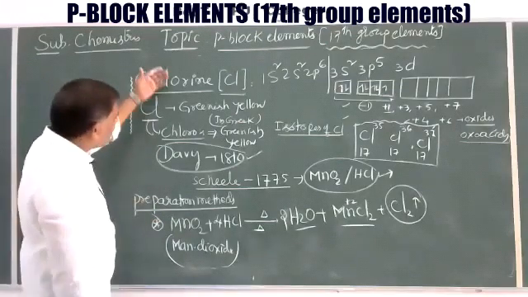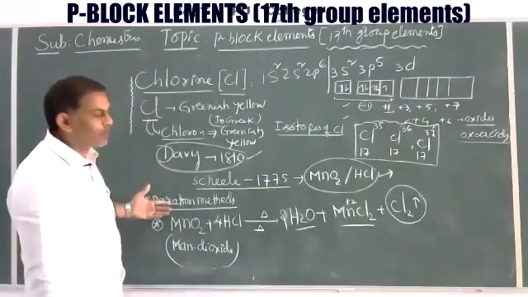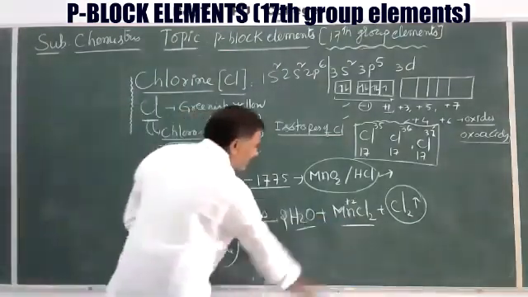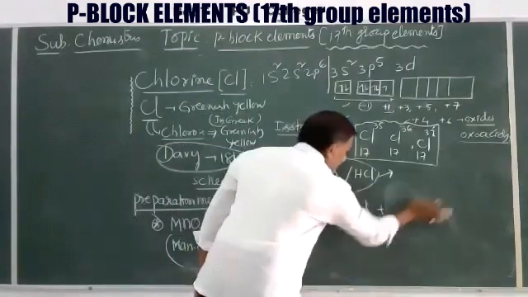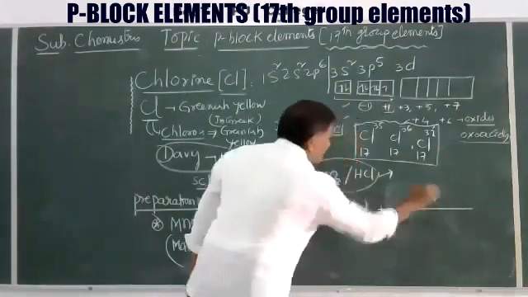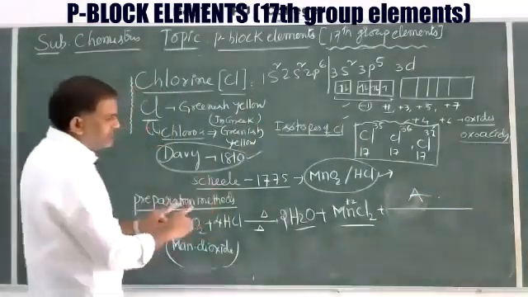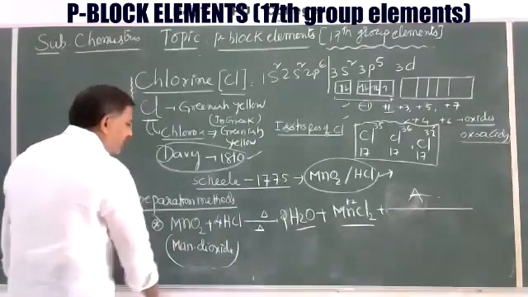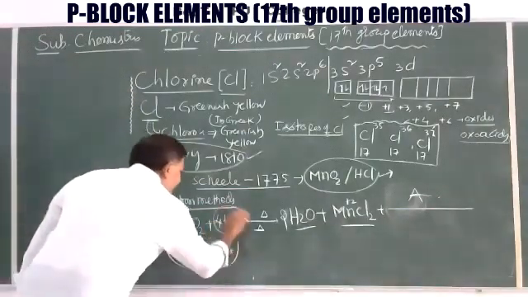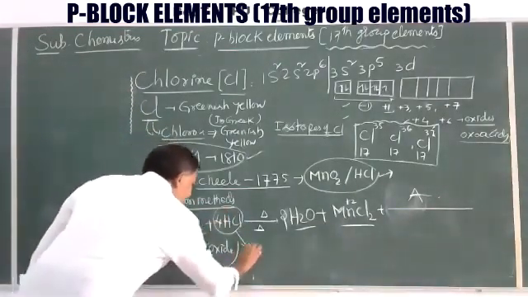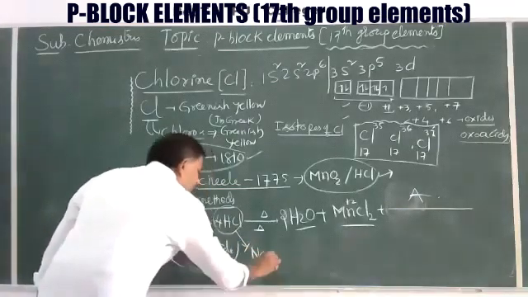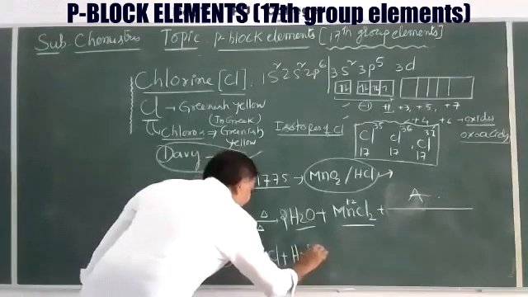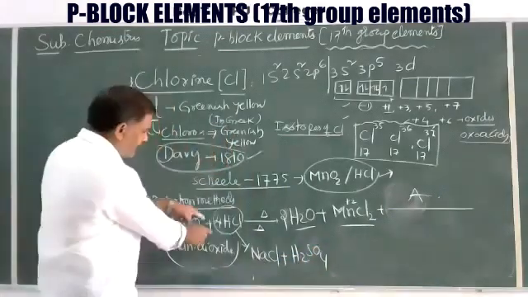In the examination, they won't ask you to write any 2, 3, 4 preparation methods of chlorine. They'll ask you to complete the following reaction. Very simple reactions, one-word answers are important. And the same reaction, instead of hydrochloric acid, you can use sodium chloride plus sulfuric acid, the same reaction with MnO2.